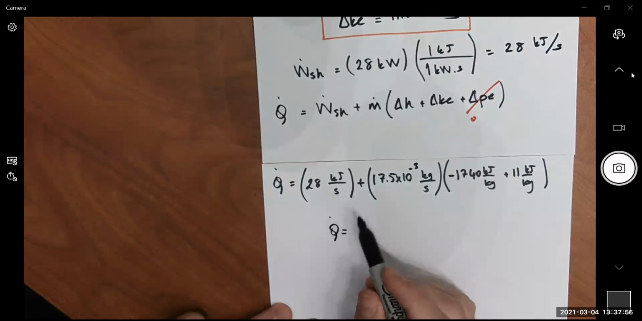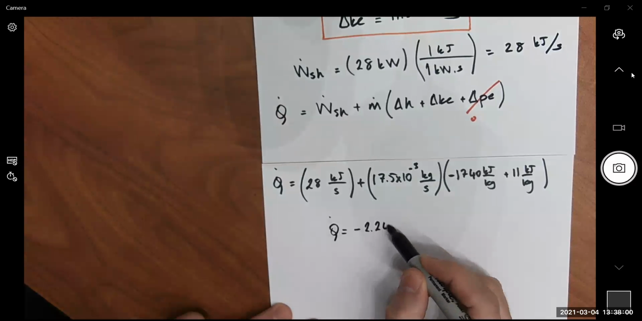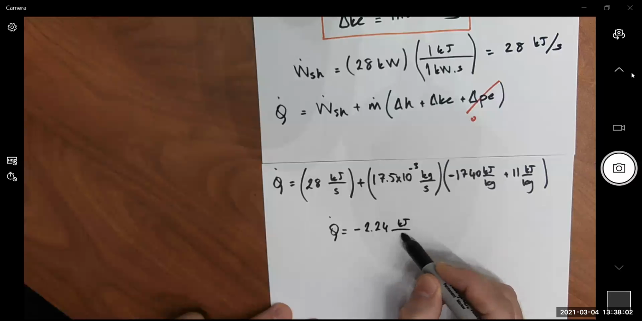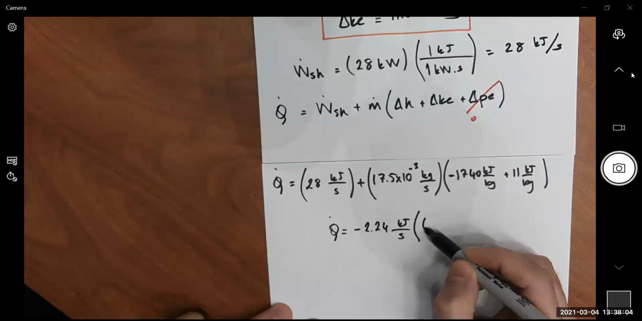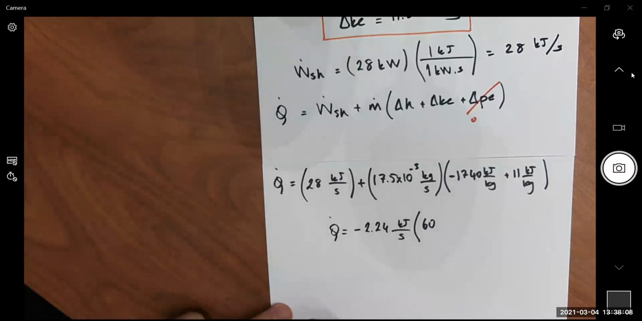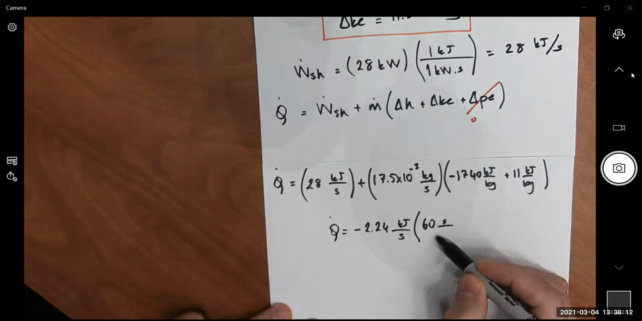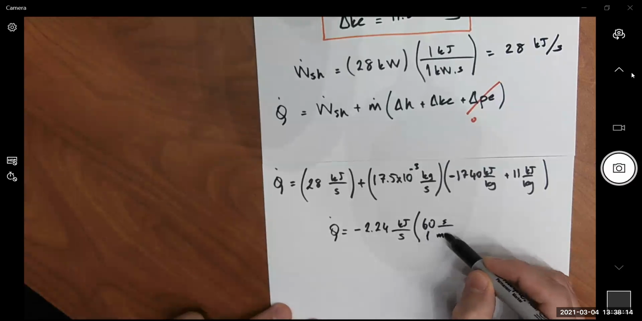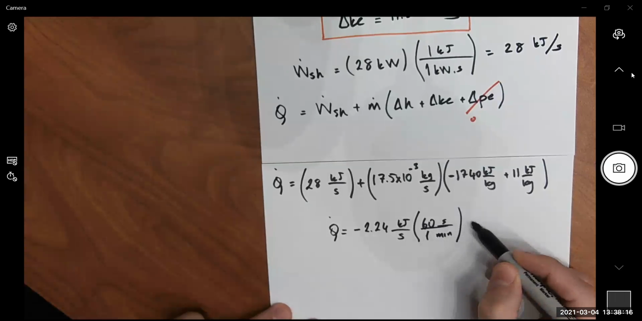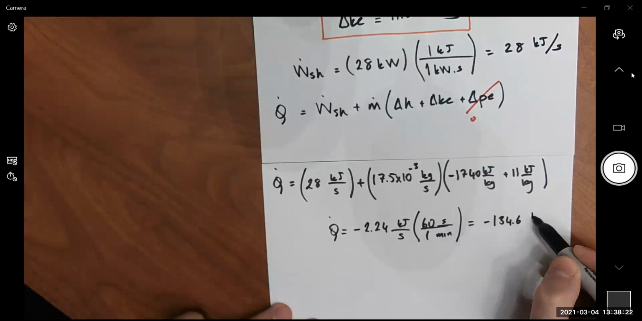Q from here is minus 2.24 kilojoules per second, and we are asked to find the rate in kilojoules per minute. So multiply by 60 seconds per minute, which will give us minus 134.6 kilojoules per minute.